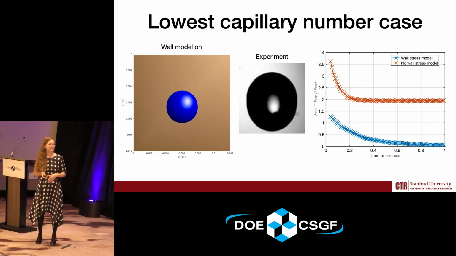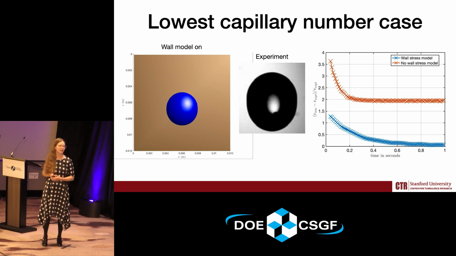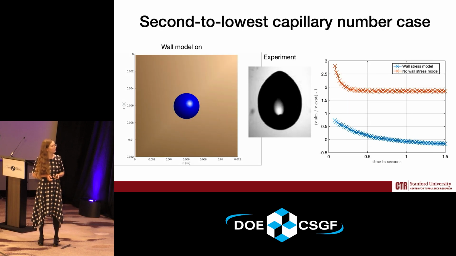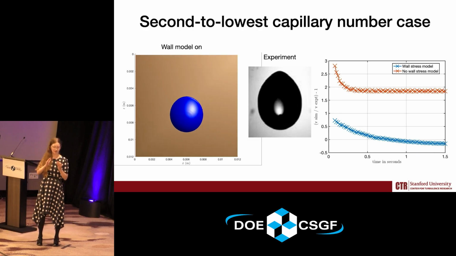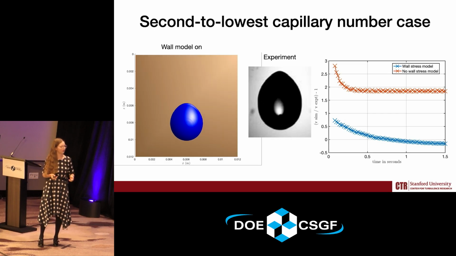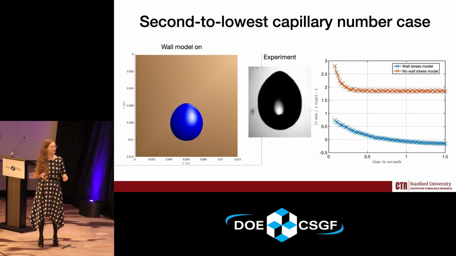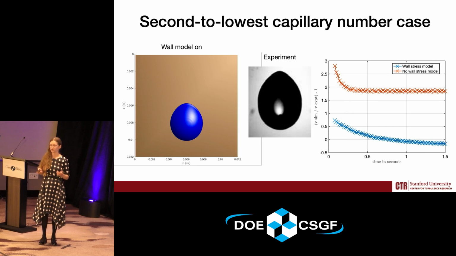And we see that this is the lowest capillary number test case. We see a vast reduction in the error when compared to the experiment of the speed of the drop going downwards on the ramp. In the blue curve, we have the wall stress model turned on, and in the red curve, we have no wall stress model. And then for the second to lowest capillary number case, where we get a little directionality of the drop, a break of symmetry a little bit more between the fore and aft, we see much better results in the blue curve than the red curve, although we underpredict, which we're still trying to address.